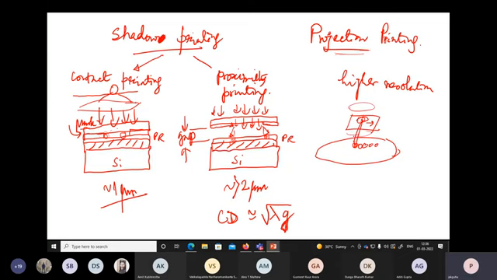Let me repeat it once more. The projection printing setup is more complicated. That is the drawback, because here you are repeating the exposure one by one through the entire wafer. So you expose a certain portion, then you move the mask and expose another portion, and you keep on repeating that. This entire process is a bit complicated, but you can get much higher resolution through projection printing.